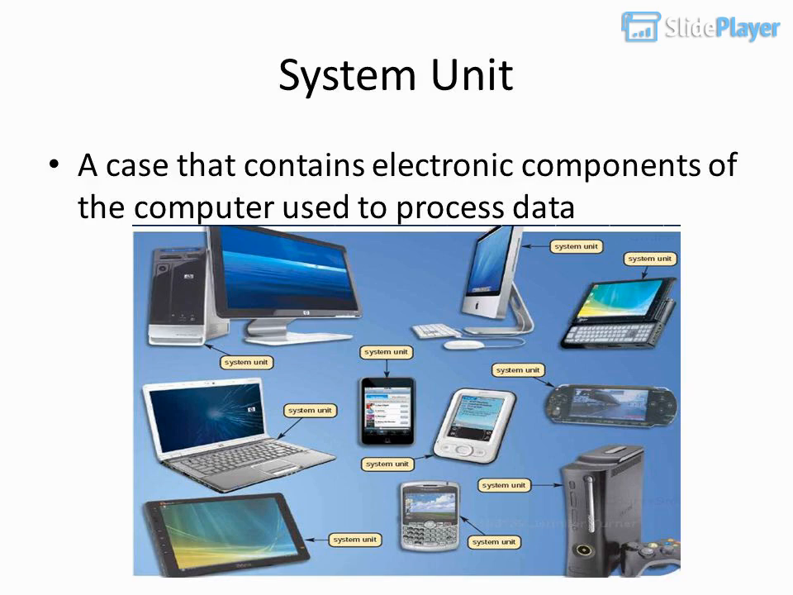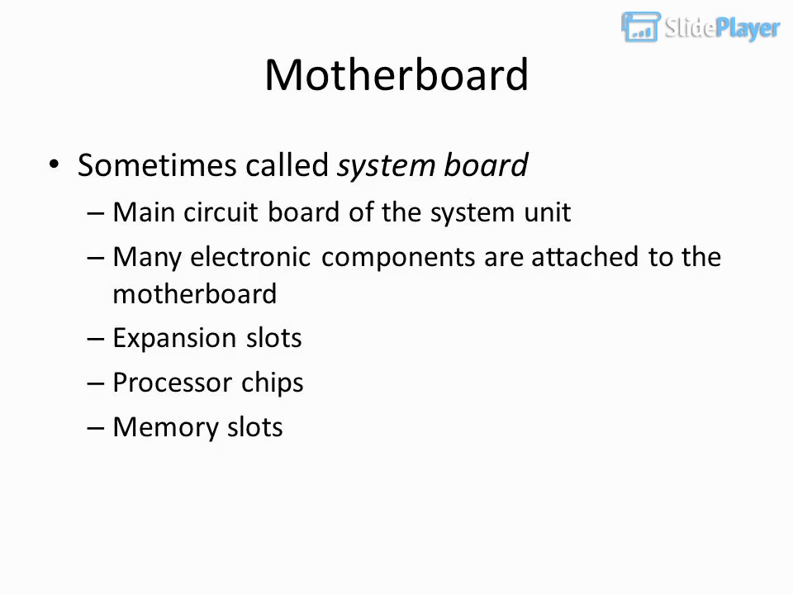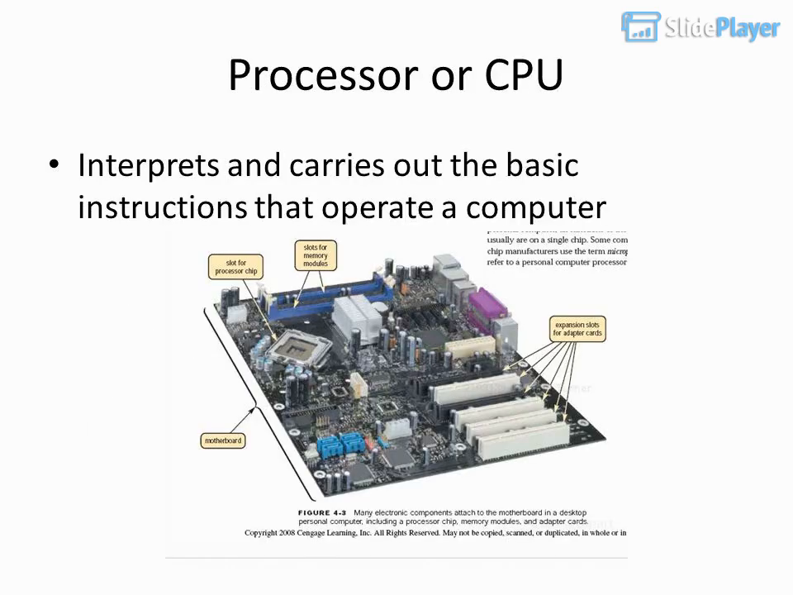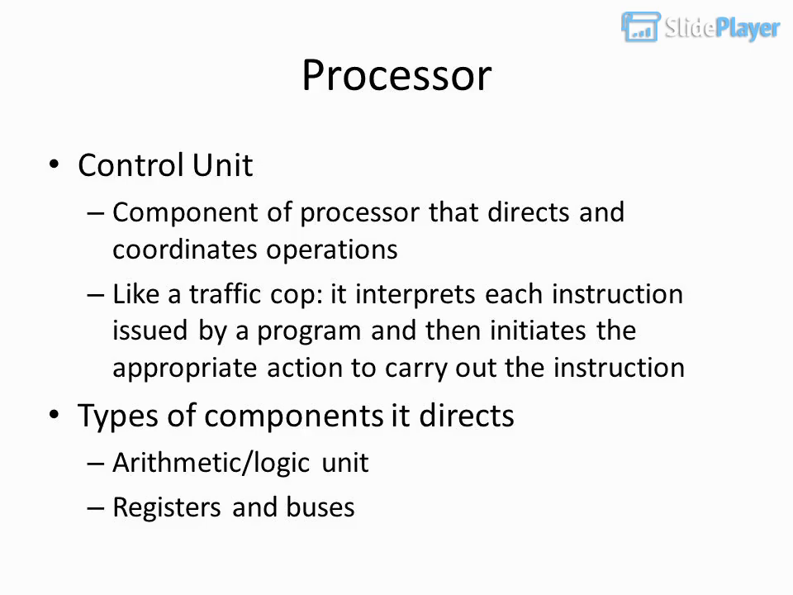System unit: a case that contains electronic components of the computer used to process data. The motherboard, sometimes called the system board, is the main circuit board of the system unit. Many electronic components are attached to the motherboard: expansion slots, processor chips, memory slots. The processor, or CPU, interprets and carries out the basic instructions that operate a computer.